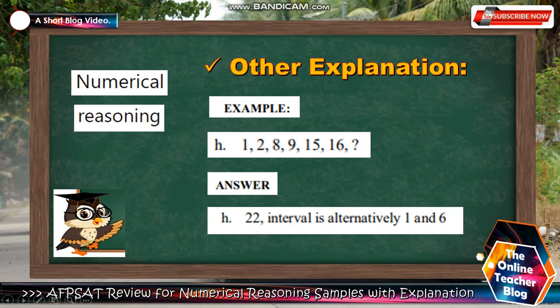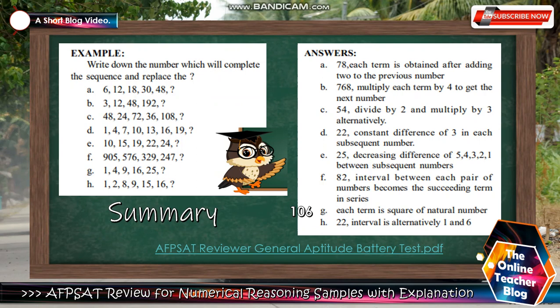The other explanation is that the interval alternates between 1 and 6. So these are the summary. You can read this anytime and anywhere.